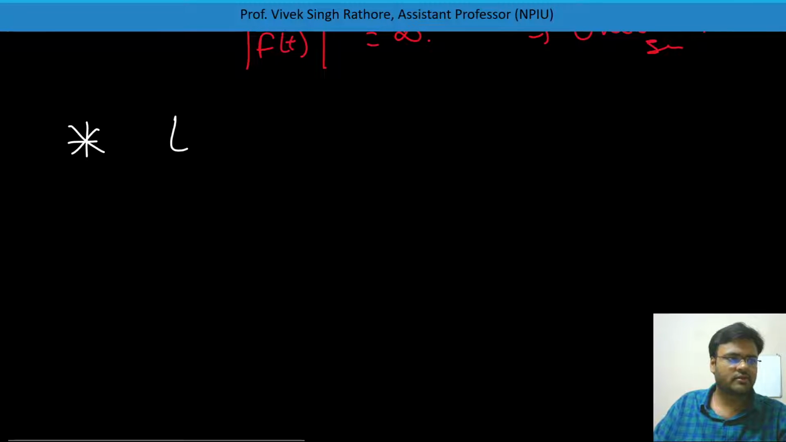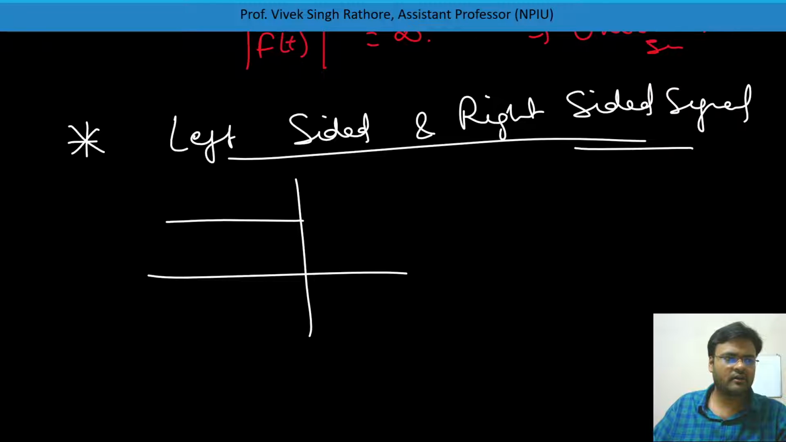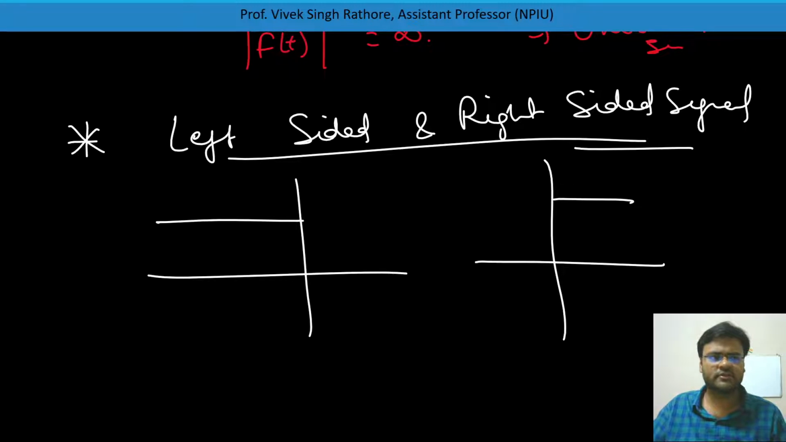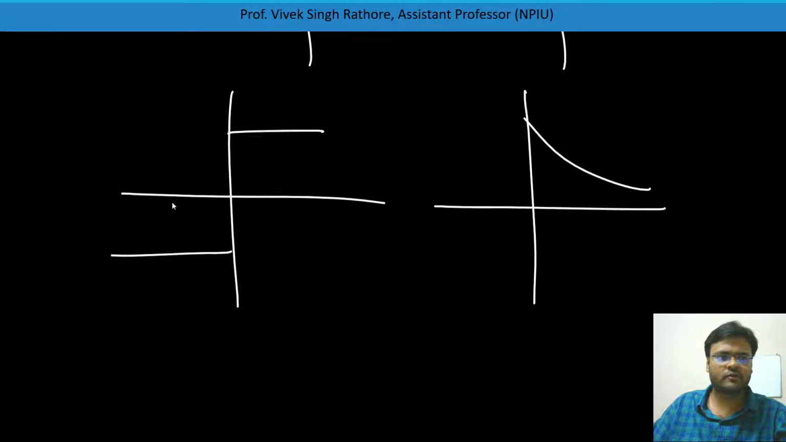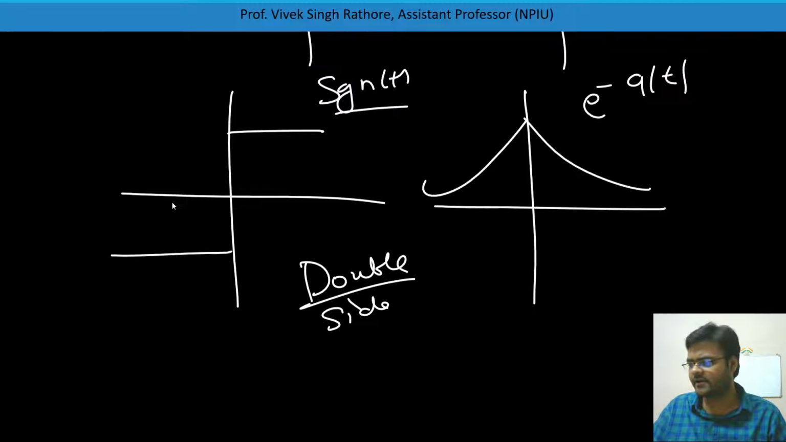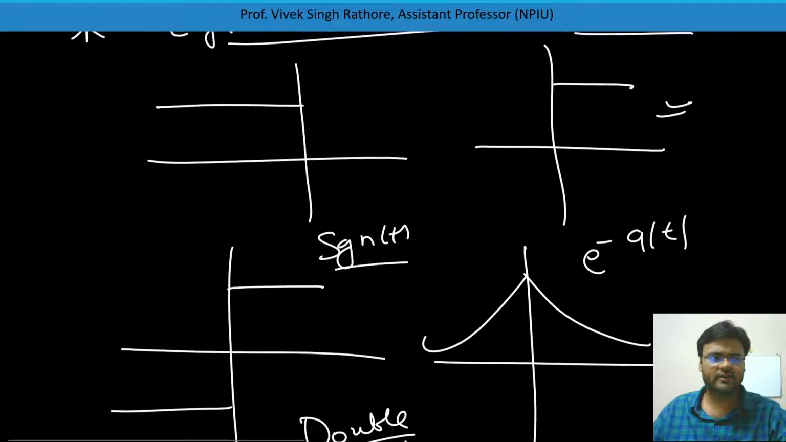See, one is left sided and right sided signal. Okay, so what are left sided? Some signals are like this, so these are called left sided signals. Some signals are like this, these signals are called right sided signals, and some signals are like this, like signum t, like e to the power minus a mod t. So these types of signals are double sided signals, also called two sided signals. So left sided signal I have told you, right sided signal also, and double sided signal also.